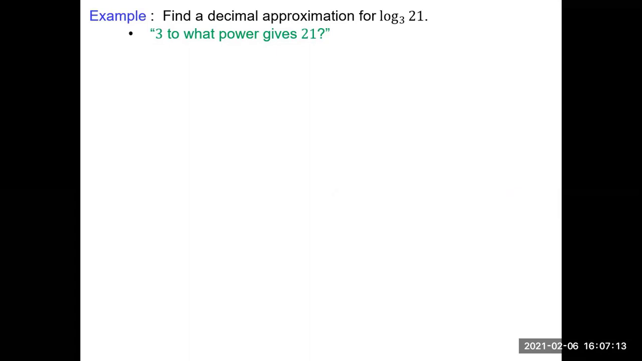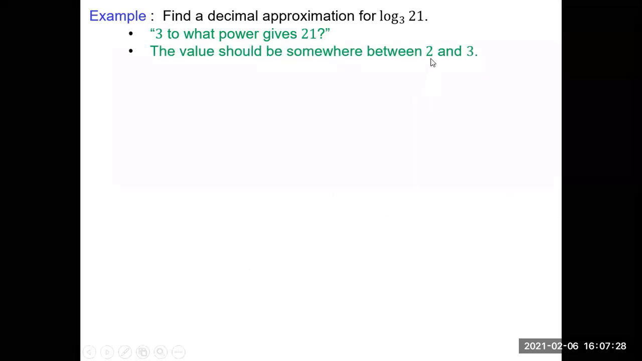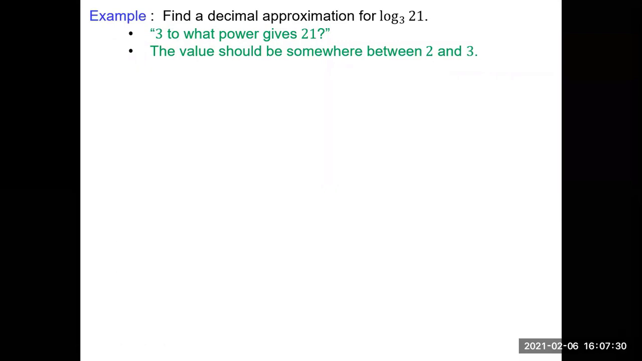Well, we know 3 to the power of 2 equals 9. And we know that 3 to the power of 3 is 27. So since 21 is somewhere between 9 and 27, I know that the exponent will be somewhere between 2 and 3. But that's not good enough for us. We know that this answer should be 2 point something, but what is it?